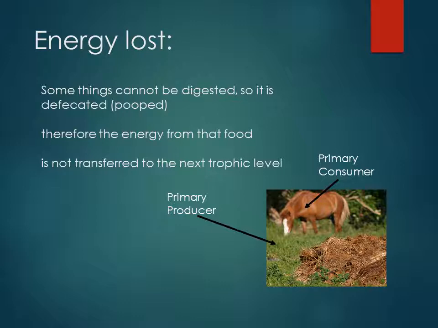Well, let's take a closer look. Most of that grass is cellulose. Cellulose is something that's very hard for horses to digest. Therefore, a lot of the energy from the grass is not actually taken in by the horse. Instead, a lot of it is lost through pooping.